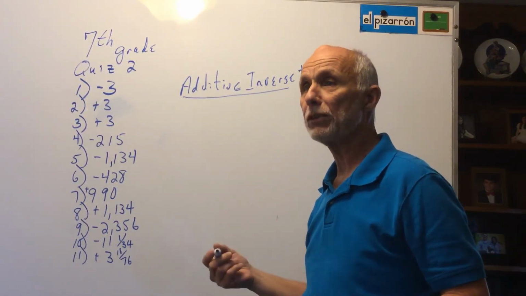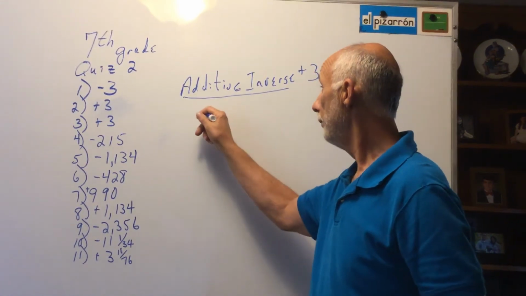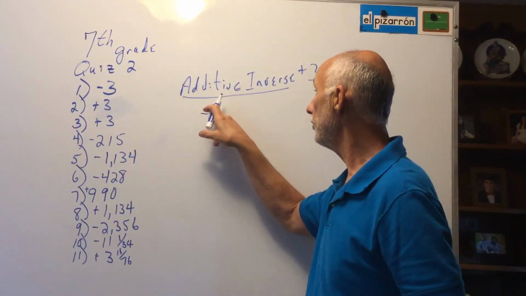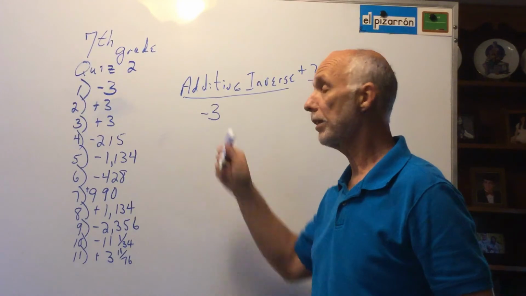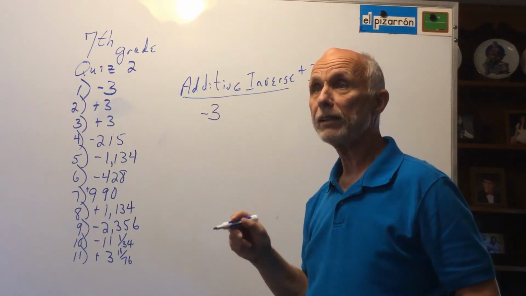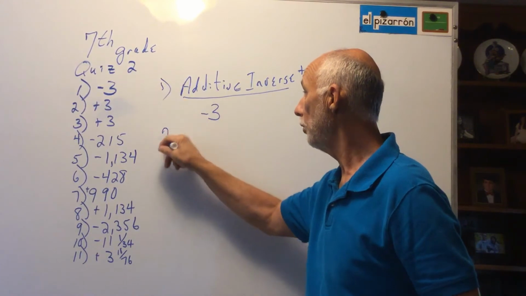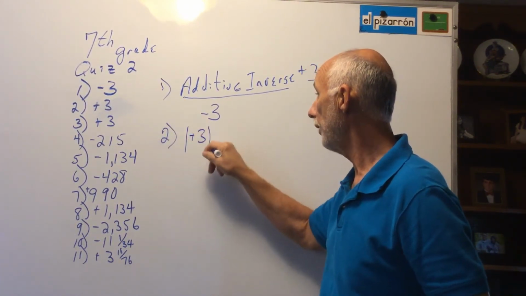And to get the opposite of a positive, you make it a negative, because a positive 3 means 3 places to the right of 0. The opposite of that would be a negative 3 places to the left of 0. So additive inverse is the opposite. That was number one. Number two asks you for the absolute value of a positive 3.